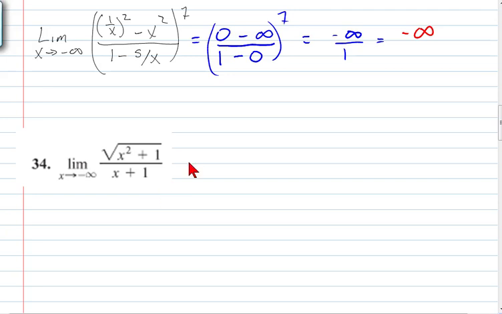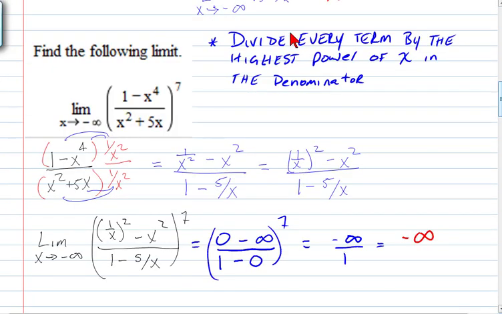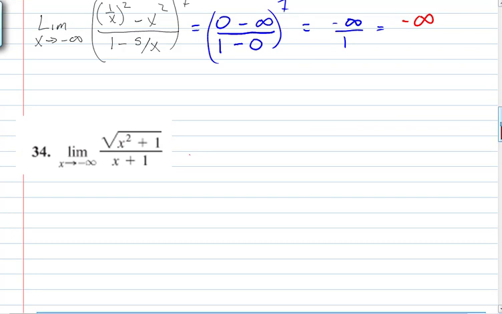So what we need to do is we once again need to go back to the steps here that say divide every term by the highest power of x in the denominator. Well, what's the highest power of x in the denominator? So we're going to divide everything by x. But over here we have a square root. So we're going to let x be equal to the square root of x squared if x is positive.